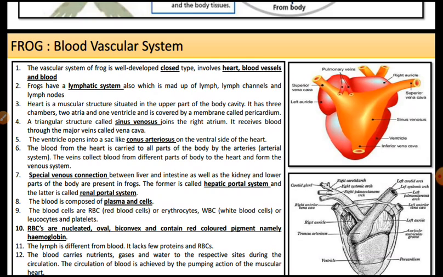This fluid along with the leukocytes is called interstitial fluid. It drains into blind-ended lymph capillaries. These capillaries unite with one another and form lymph vessels.